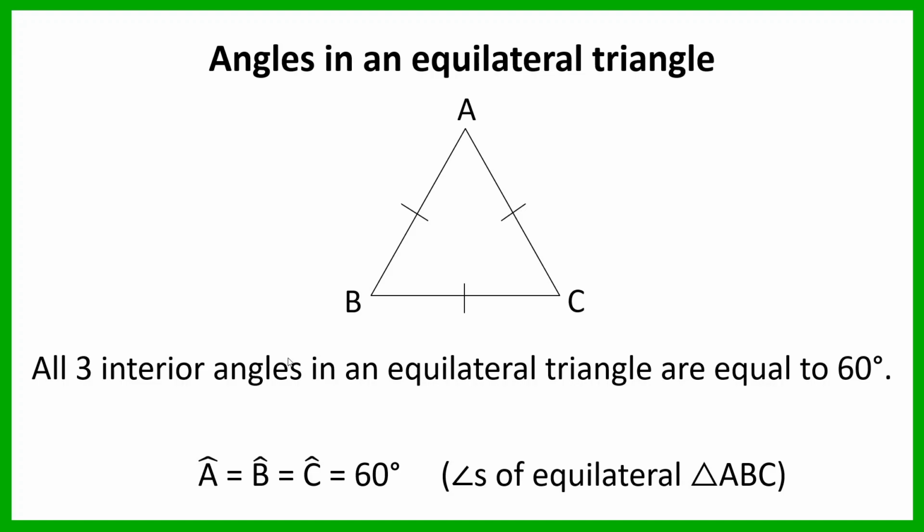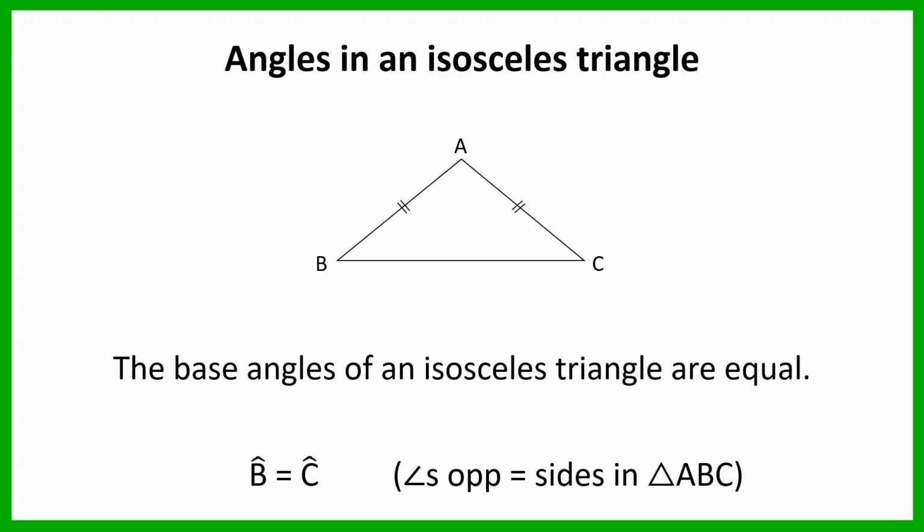Our next property is that the base angles of an isosceles triangle are equal. Now remember, an isosceles triangle is a triangle where two sides are equal in length, and the base angles are the angles that are opposite those equal sides. So they won't necessarily be at the bottom of the triangle. If the triangle is turned around, the base angles are still the angles that are opposite the equal sides.